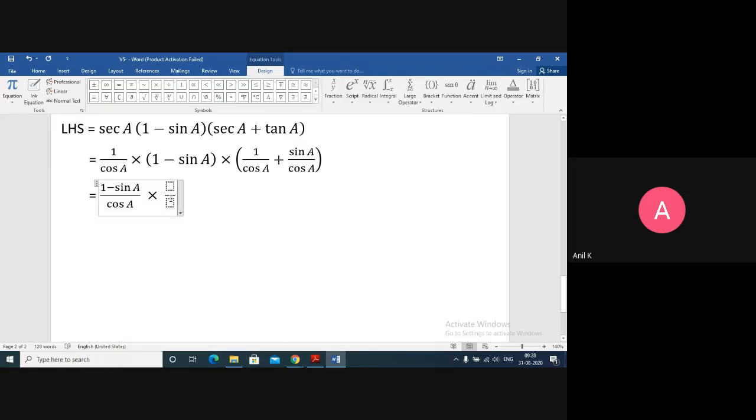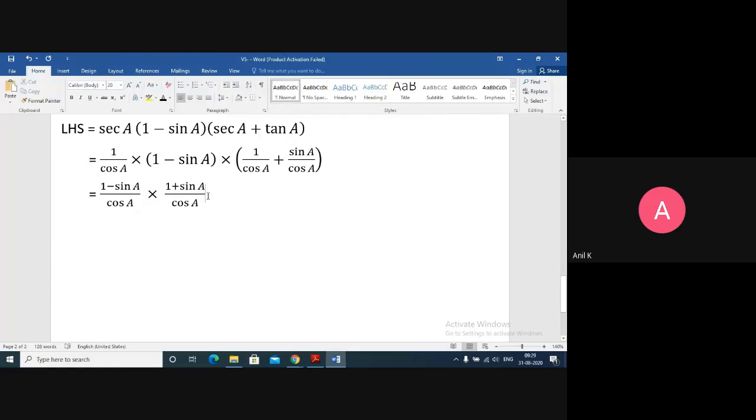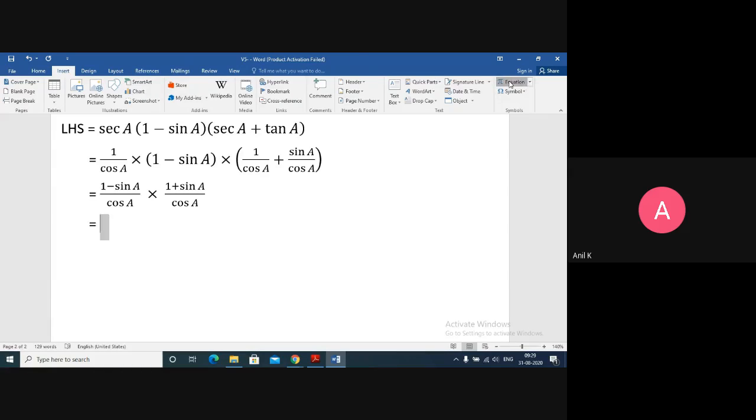in this bracket, this entire bracket I am talking about. So I'll go for the LCM. If I go for the LCM, my LCM is going to be cos A. Both the denominators are cos A, so LCM is also cos A. So numerator, what you get? 1 plus sin A, which is equals to, let me insert the equation again.